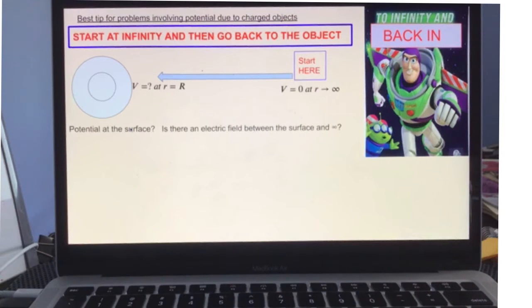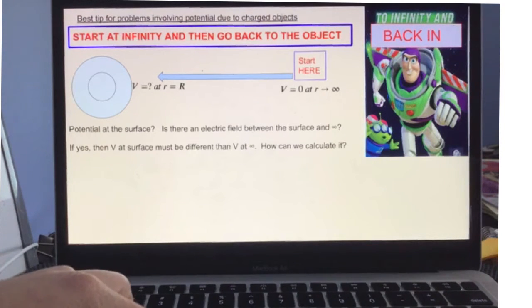The real question is, if we're thinking about the potential at the surface, is there an electric field between the surface and infinity? Because if there is, then the V at the surface is going to be different than V at infinity, different than V equals 0. So just step back for a second. If there is an electric field, there must be a potential difference. You can also think about it the other way. If there's a potential difference, there will be an electric field. So the question is, if those are different, how can we calculate that potential?